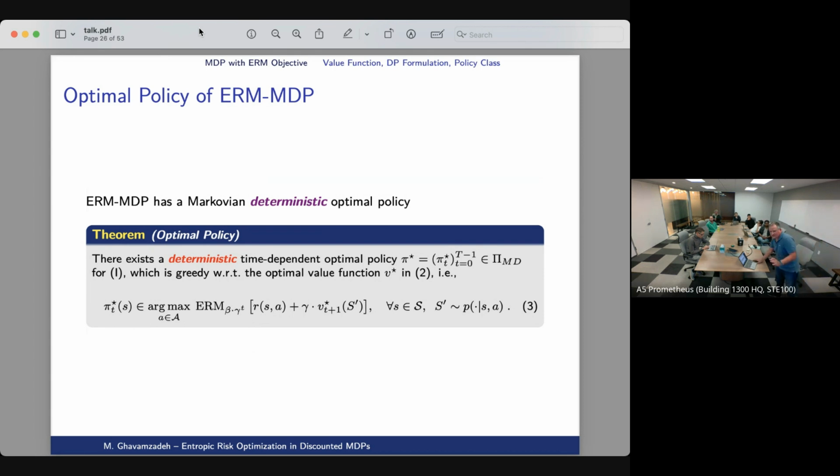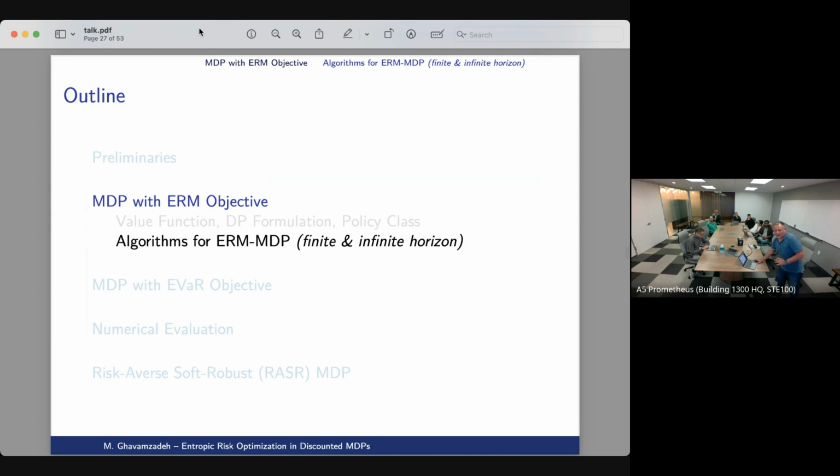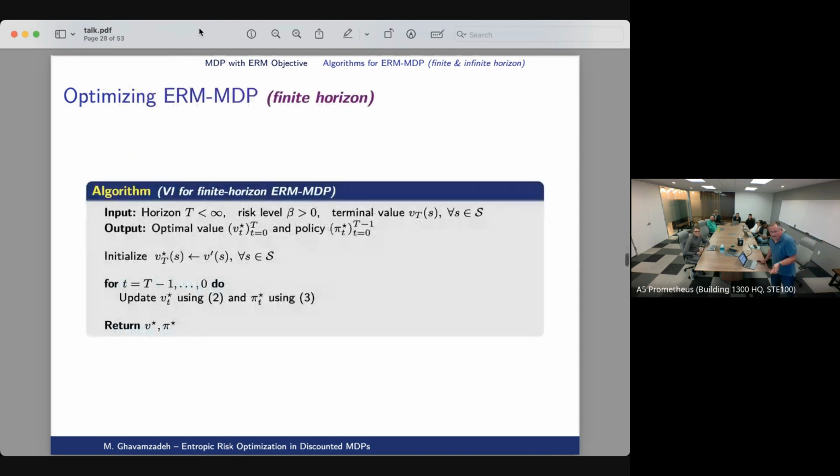The implementation is doable. So now, let's go to the algorithms for this case. As I said, we have the main components. We have the optimal value function. We have how to extract the optimal policy. So we should be able to do a value iteration here.